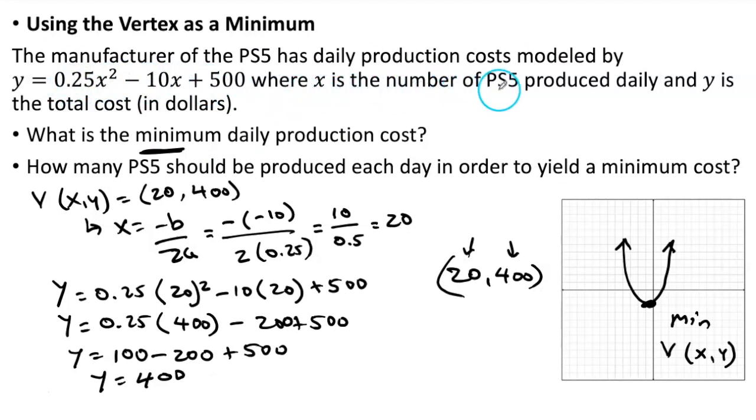X is the number of PS5, Y is the total cost. So cost is the Y value. This 400, what is the minimum? $400 is the Y value. How many PS5? X is the number of PS5 produced, so the X value tells me how many. So my second answer is 20 PS5. If I do 20 PS5, the minimum cost will be 400, so that's the best value.